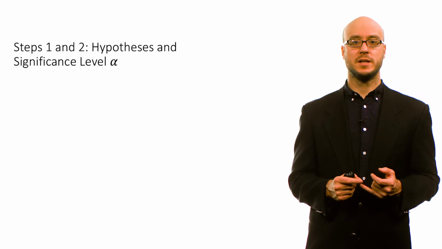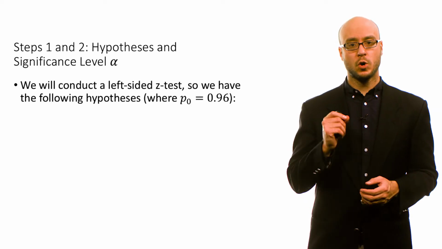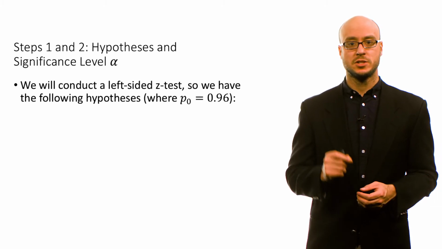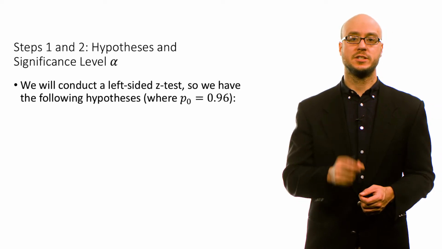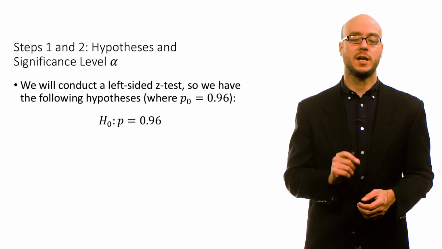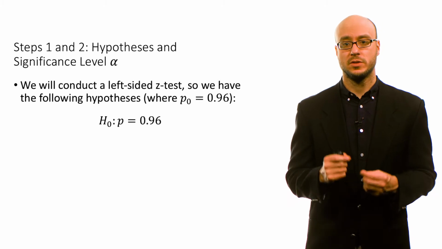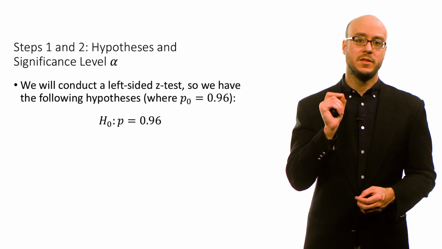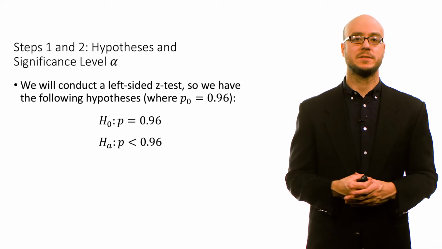For steps 1 and 2, we want to set up our hypotheses and set our significance level alpha. We're going to conduct a left-sided test. So we have the following hypotheses where the null proportion is 0.96. So the null is that economics is just as scientific in terms of its perception among the American public as physics. So the idea here is that the population proportion for economics is 0.96. 96% of people think economics is scientific. The alternative is that the proportion is less than 0.96.